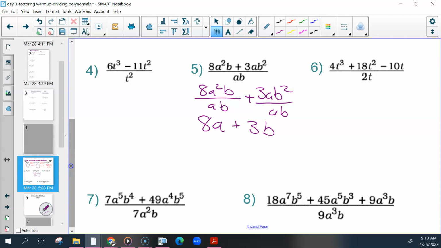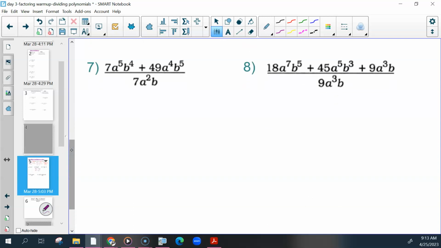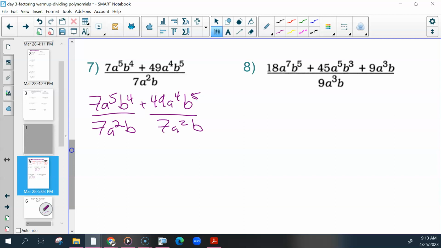Let's skip again, go to 7. Splitting or factoring? Splitting, okay. So if we're splitting this one, 7a to the 5th, b to the 4th, plus 49a to the 4th, b to the 5th, each over 7a squared b. What would this first one be? 2b cubed, yes. Plus the second one? 7a squared b, not cubed, a little bit more. You were close though.